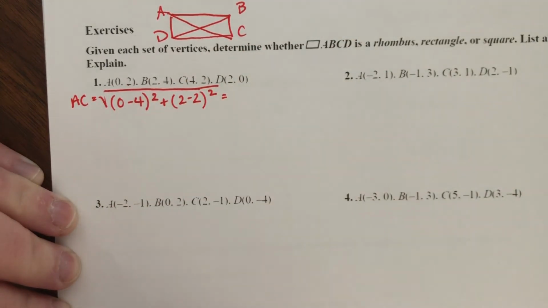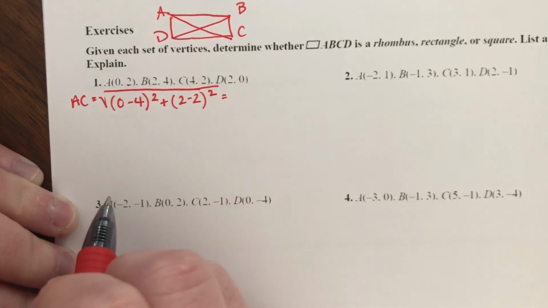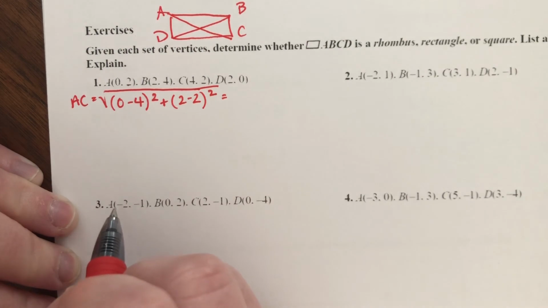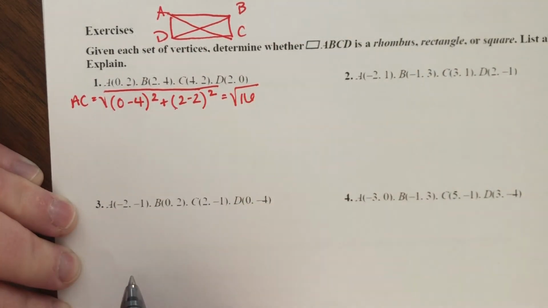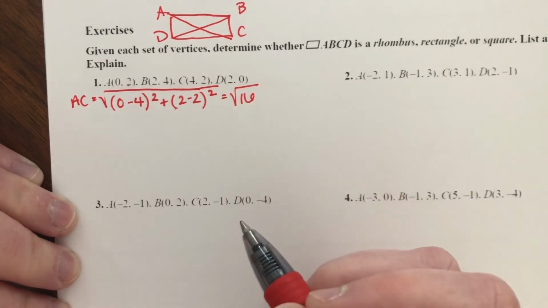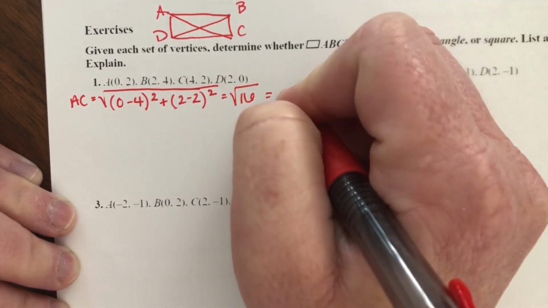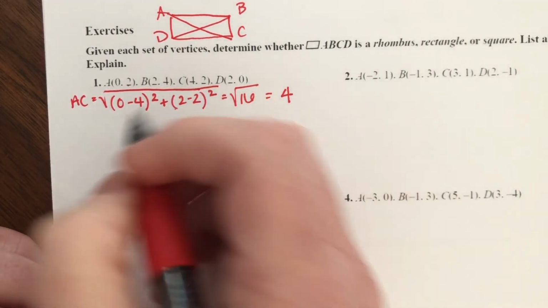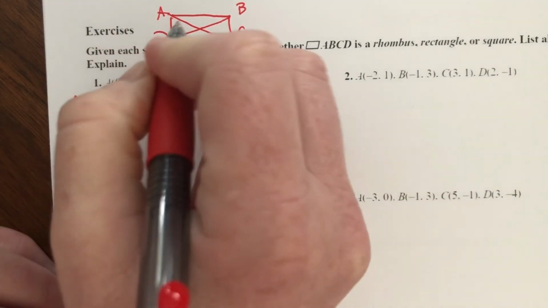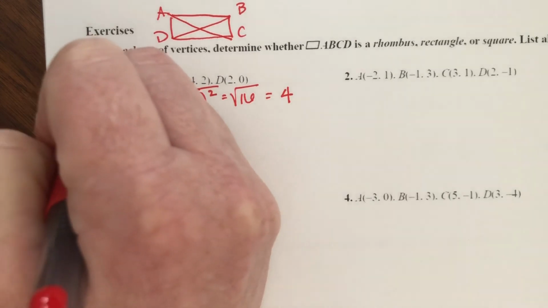Then I'm going to simplify that. 0 minus 4 is negative 4. Negative 4 squared is 16. 2 minus 2 is 0. 0 squared is 0, so I don't add anything here. And when I simplify, I get 4. Okay, then I want to compare that to the other diagonal, BD or DB.